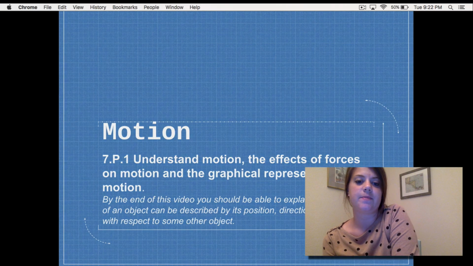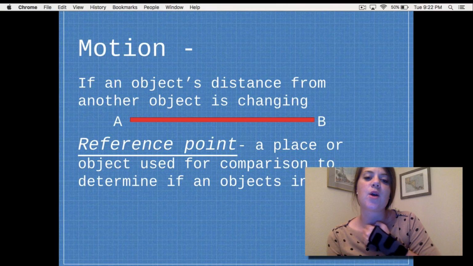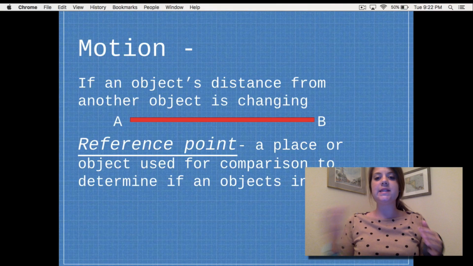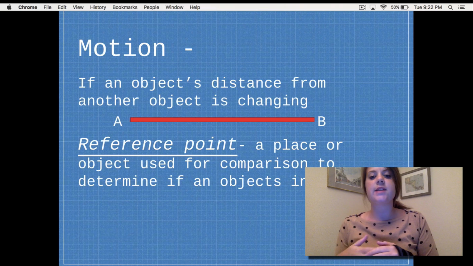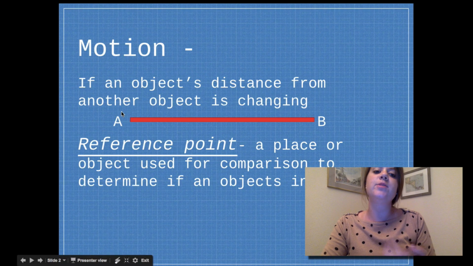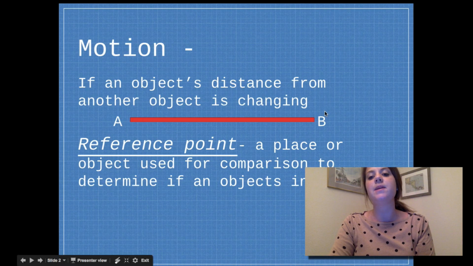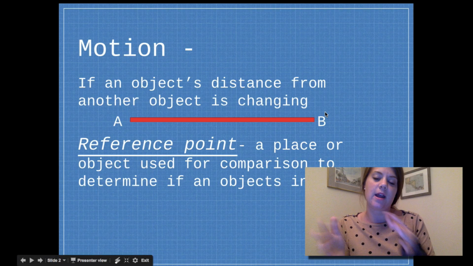So let's get started. So what is motion, and how do we know if something is in motion? Well, motion is if an object's distance is changing from another object. Okay, so for example, if the distance between A and B is changing, then one of them is going to be in motion, either A or B.